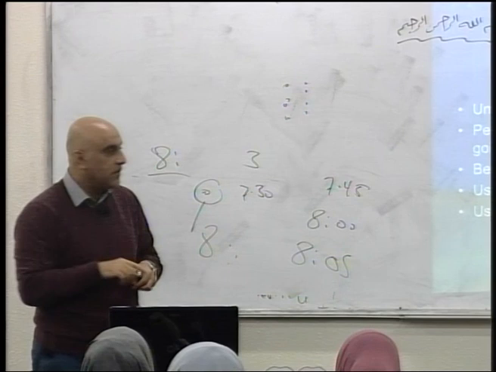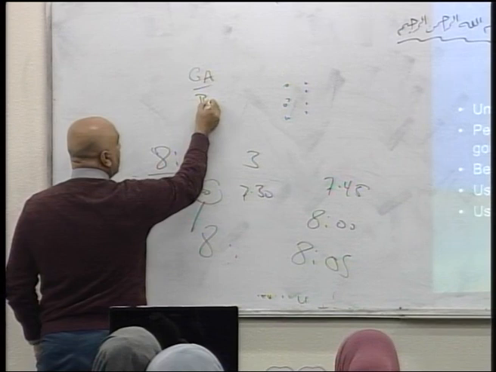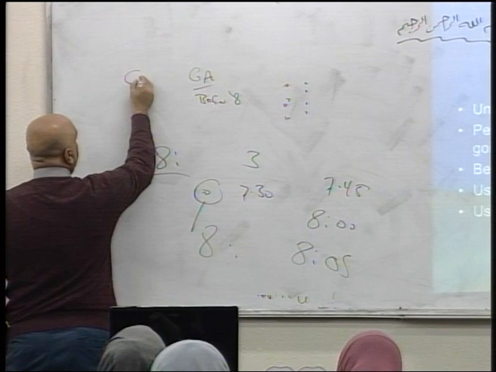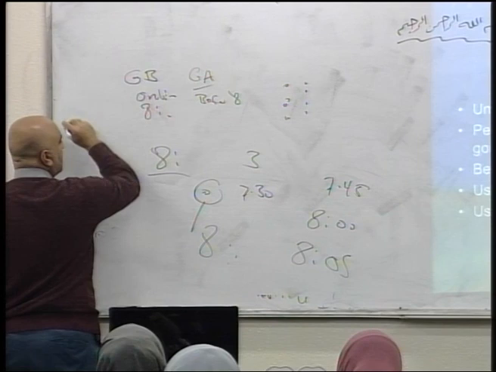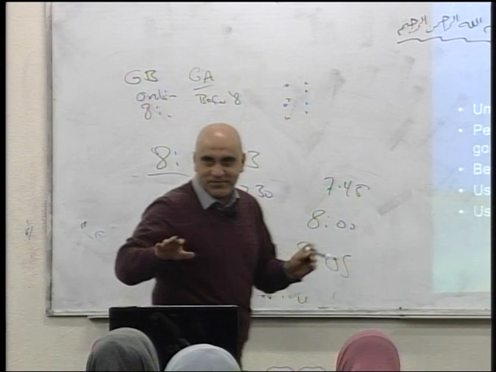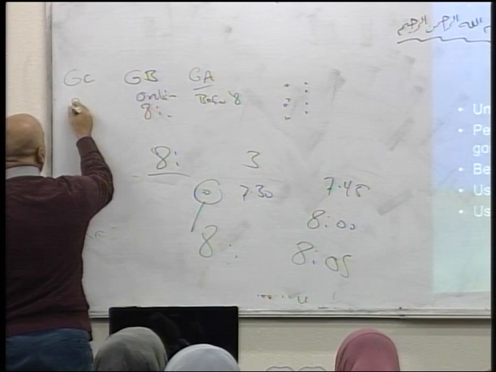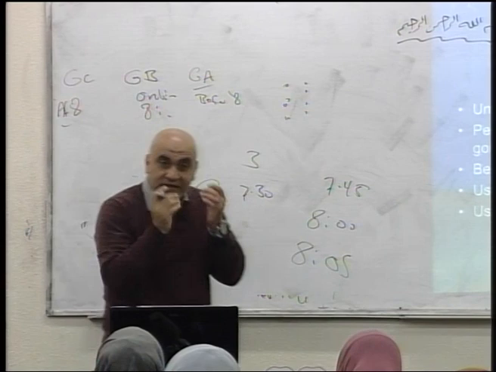Okay, so you have group A, some people coming before 8. Group B, on time at 8. They are queuing, just scanning their fingers at 8. Others, C, after 8. This is the first observation.